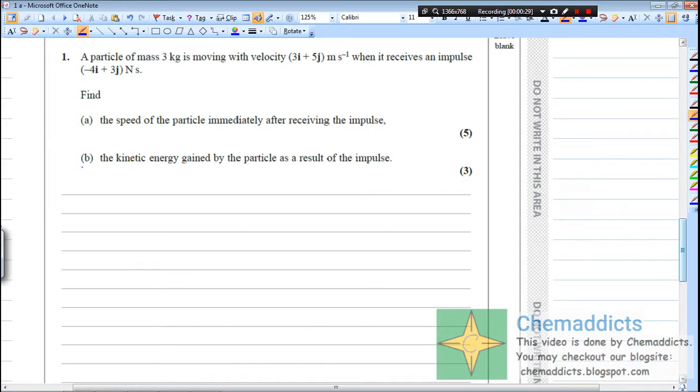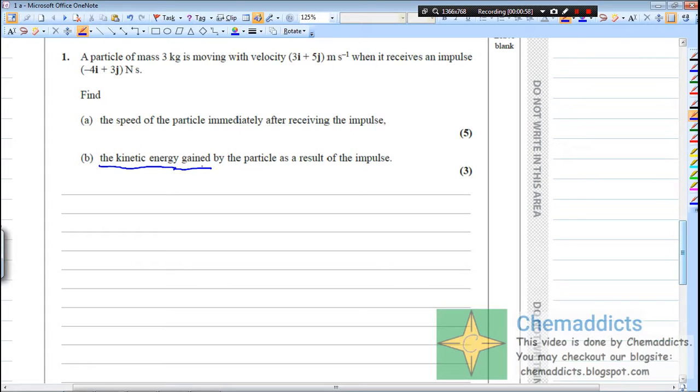So in the second part, which is B, the question asks: find the kinetic energy gained by the particle as a result of the impulse. Okay, so here they have asked us about the kinetic energy. They want us to find the kinetic energy gained by the particle as a result of the impulse.